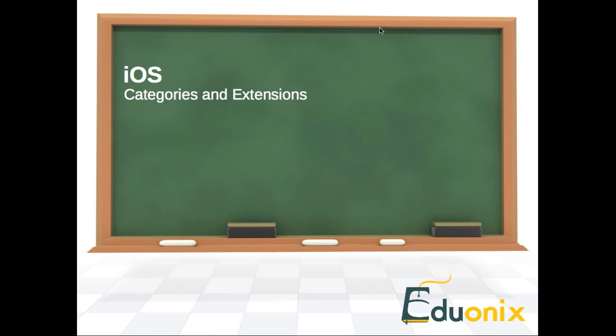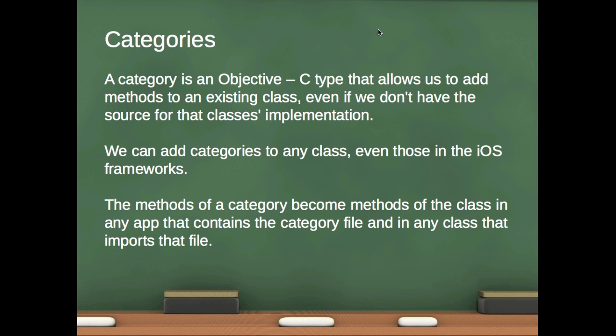Hi, today we're going to talk about two Objective-C constructs, and these are called categories and extensions. They do similar things, but they're different in ideas. So let's get started. A category is a C type, an Objective-C type.